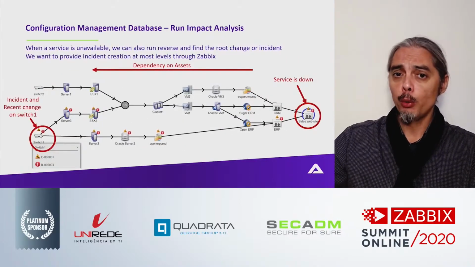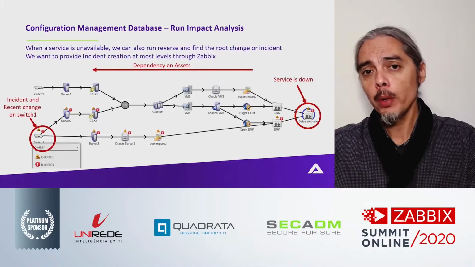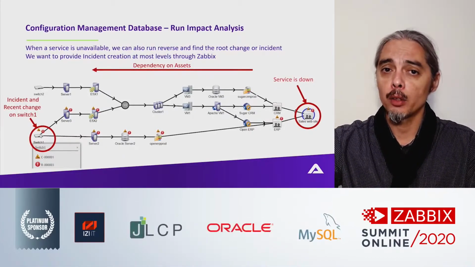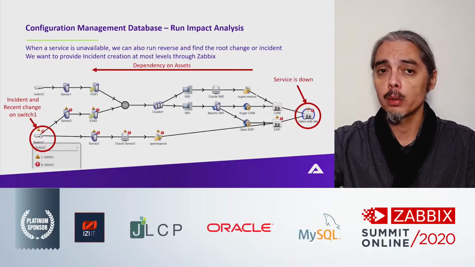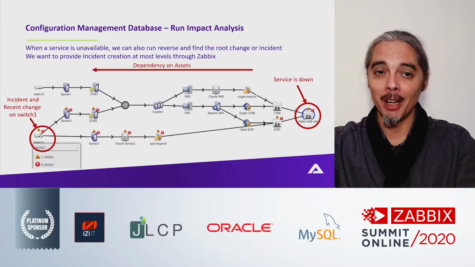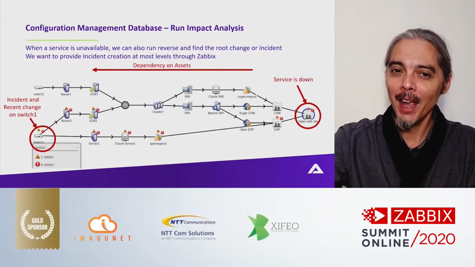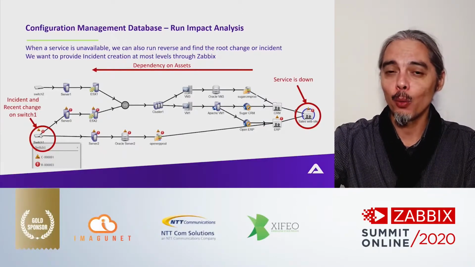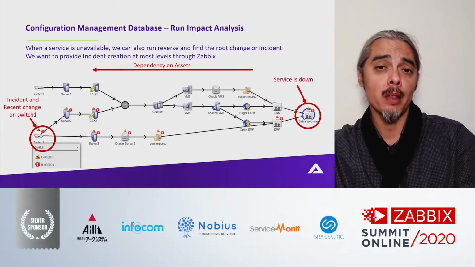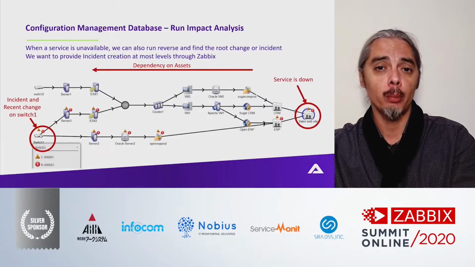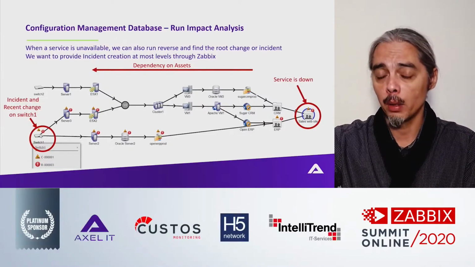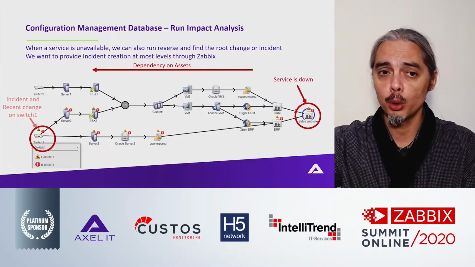So going the reverse way, when we know that the service is down, we can track back and run in reverse along that dependency chain, and find which CI, which configuration item, actually made the services go down, which helps us locate where we should work to fix the issue.